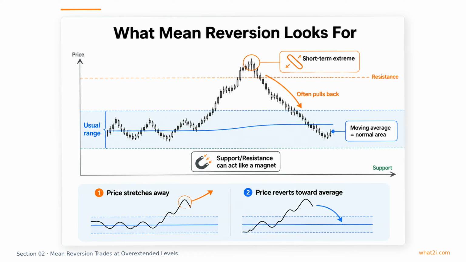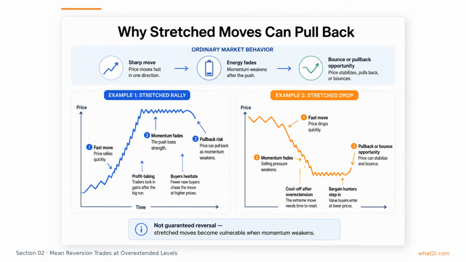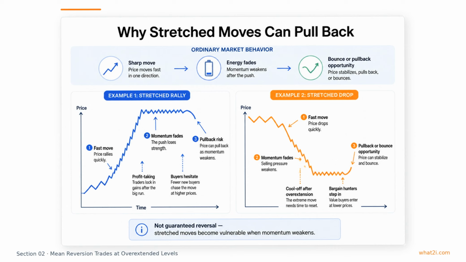In practice, mean reversion traders are looking for imbalance. They want to find situations where price has moved far from its center and may be ready to drift back. Stretch moves often pull back for very ordinary reasons. After a fast rally, early buyers may take profits, and new buyers may hesitate because the stock already feels expensive in the short term. After a steep drop, aggressive sellers may slow down while bargain hunters begin stepping in. Sometimes nothing dramatic has to change at all. The move simply cools off because it traveled too far too fast. This is what creates the opportunity for a bounce after weakness or a pullback after strength.